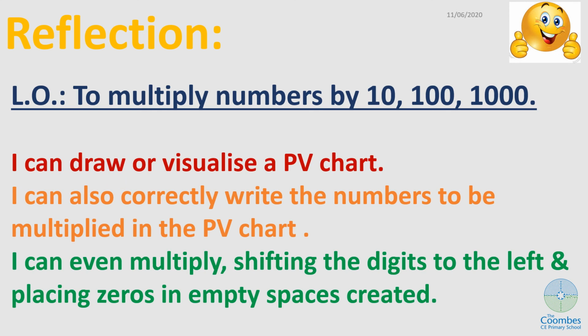Now, just as a reflection, were you able to draw or visualize place value charts? Were you also able to correctly write the numbers to be multiplied in the place value chart? Were you even able to multiply, shifting the digits to the left and placing zeros in empty spaces created? If you were able to do all of those, well done. You can now multiply numbers by 10, 100, and 1,000.